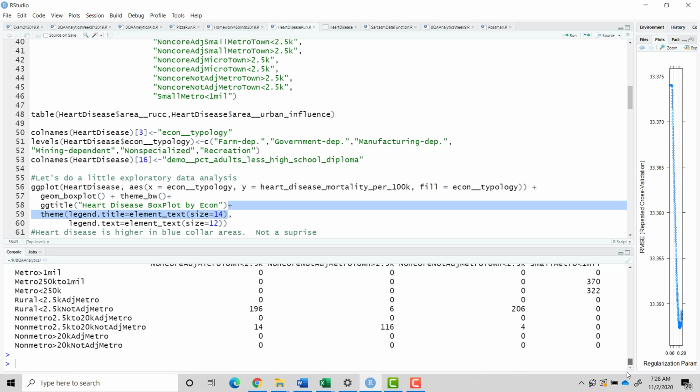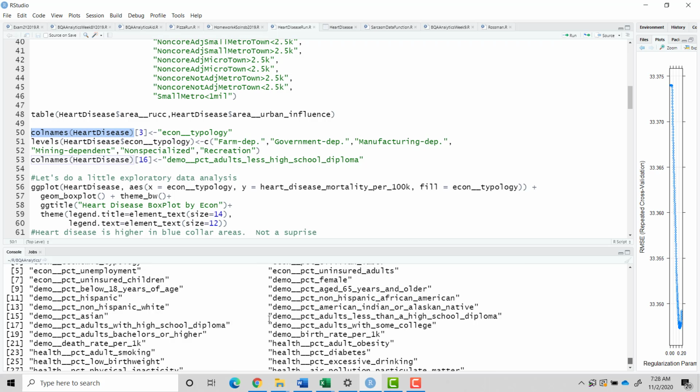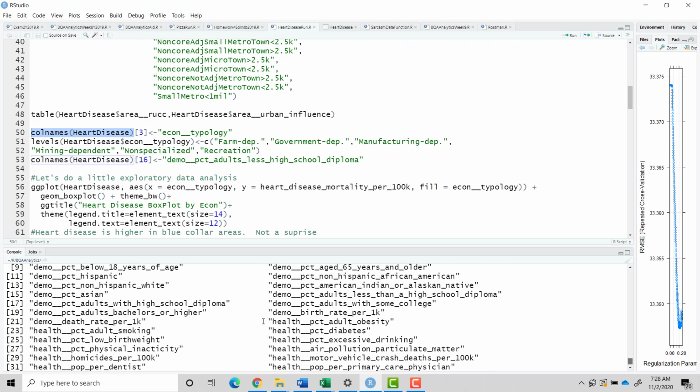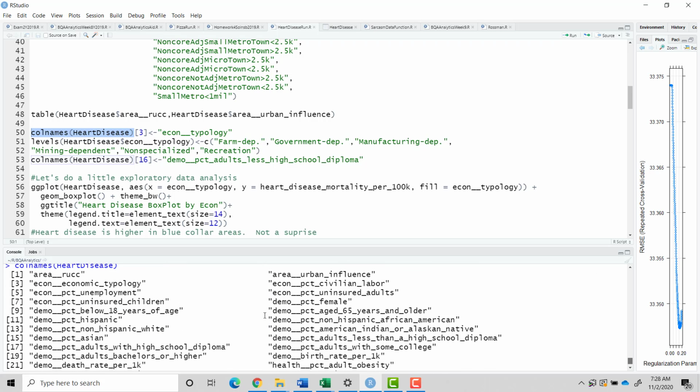So, and also what we're going to do is change some of the names to make them shorter, which is going to make it easier for our graphics later on. You see here, we have some very, very long names. And we're just going to change a few of those, since we're going to use them for graphics and such. So there's just a few of those that I want to change.